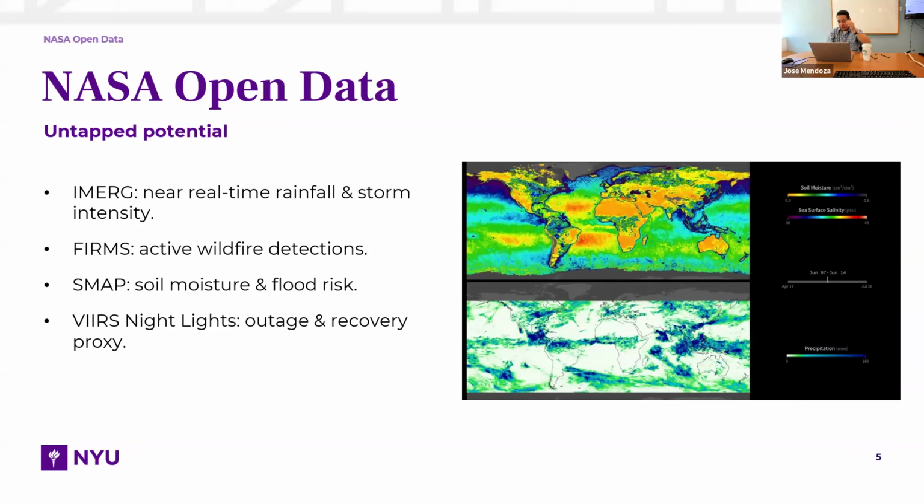Likewise, there is another data set called SMAP that measures soil moisture and flood risk. And in the case of outages, the VIIRS night lights, I think called Black Marble, allow you to measure outages and recovery of outages. Of course, this only works during the night, because that's what the data set is good for. So as you can see, there are four different data sets that can be used alongside retail pricing data to be able to detect and measure price gouging.